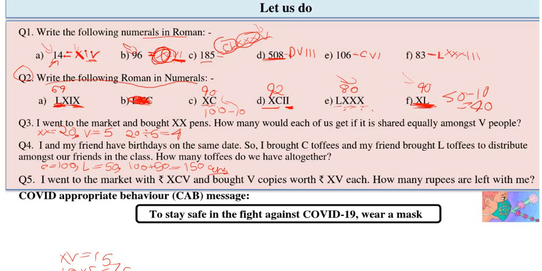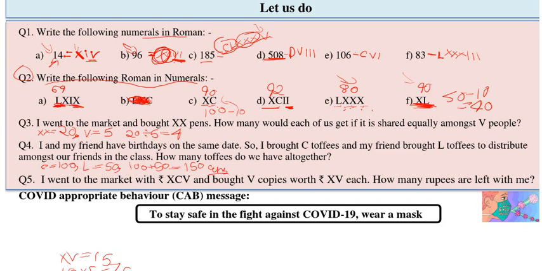Okay, next is the 4th question. My friend and I have birthdays on the same date, so I brought C toffees and my friend brought L toffees to distribute amongst our friends in class. How many toffees do we have altogether? C is equal to 100, so the first one brought 100 toffees. The second one had L toffees to distribute, so she brought 50 toffees. 100 plus 50 is 150, that is your answer.